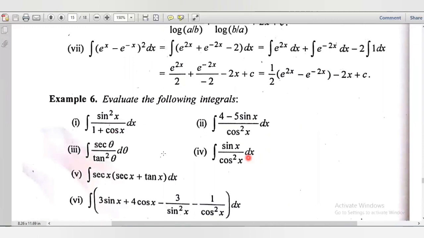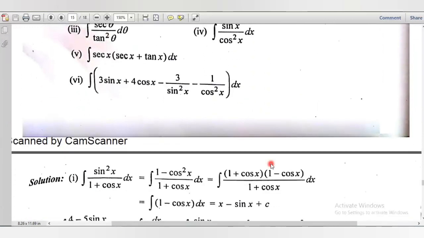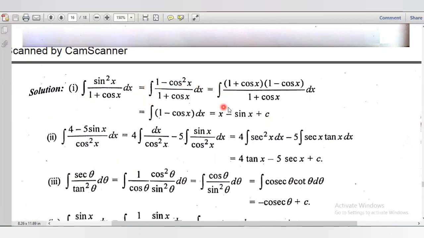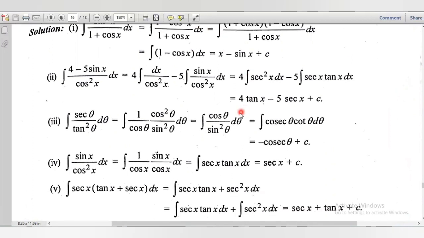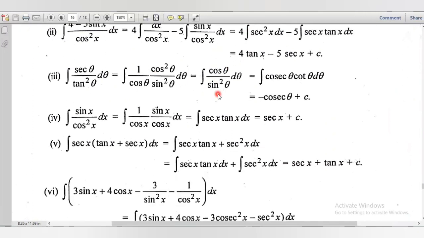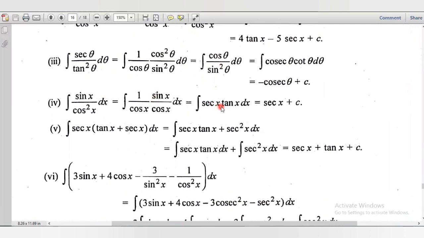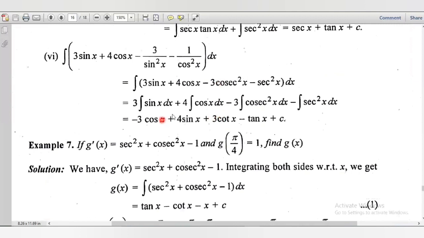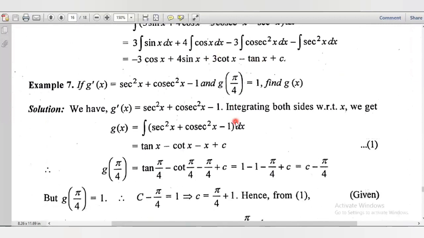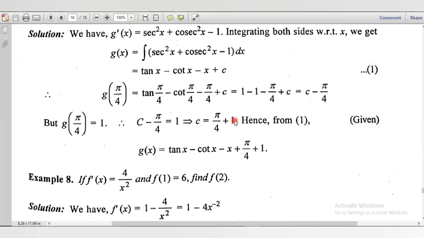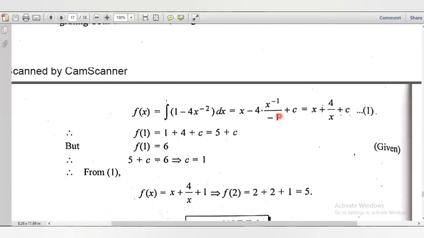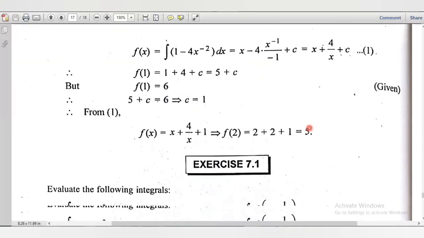Evaluate the following integrals here. For these questions also we have solutions. Just you need to know the trigonometric formulas also, the basic trigonometric formulas. Using the basic trigonometric formulas, we can do these questions. Not so difficult. These are very nice questions, very good questions. So definitely you will enjoy.